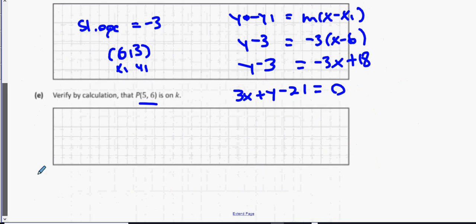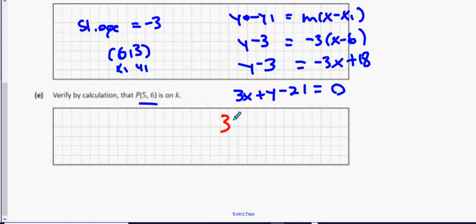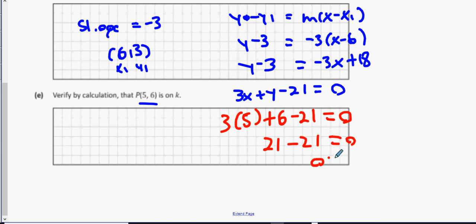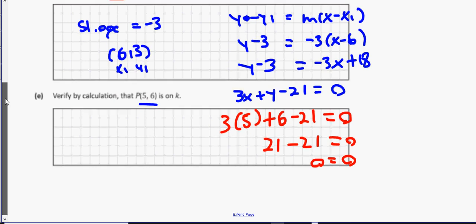What happens if a point is on that line? You'll end up satisfying the equation, and the equation will balance. What we'll end up with is 0 equals 0. The point is on the line. Is that okay with you guys? Yep. Okay. Back to that in a second.